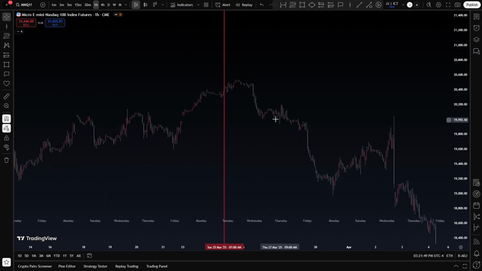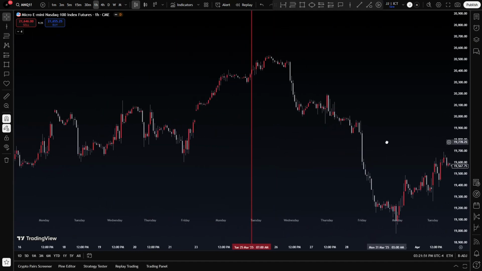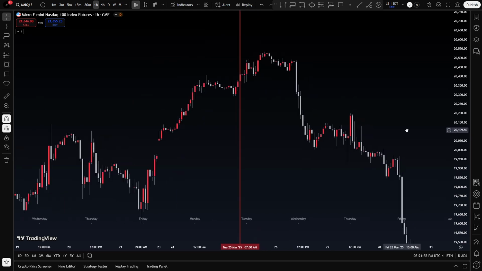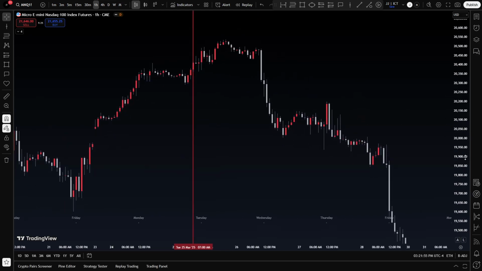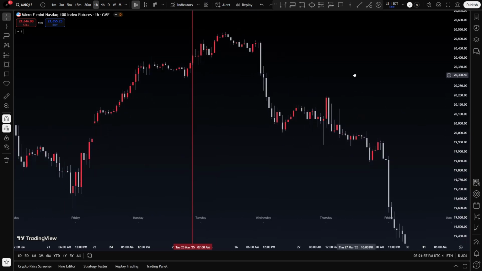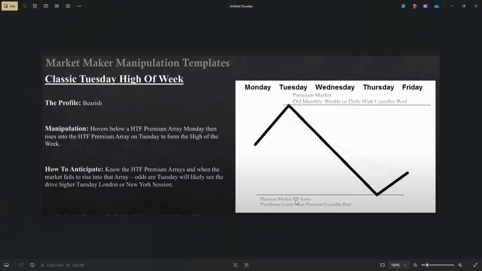Here we go. Like I said, well, I don't think I have said it because I was yapping so much, I don't even remember what we were going over. Well, we're going over manipulation templates, okay? The first manipulation template out of the 6 is going to be the classic Tuesday high or low of the week, okay? We're going to be going over 4 examples of this, okay? 2 low of the weeks, 2 high of the weeks. The first example being the high of the week.